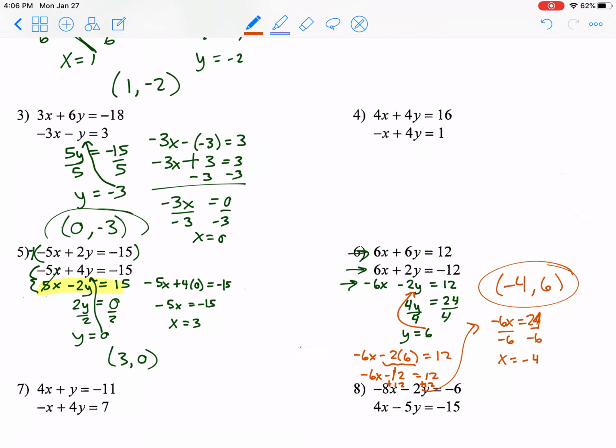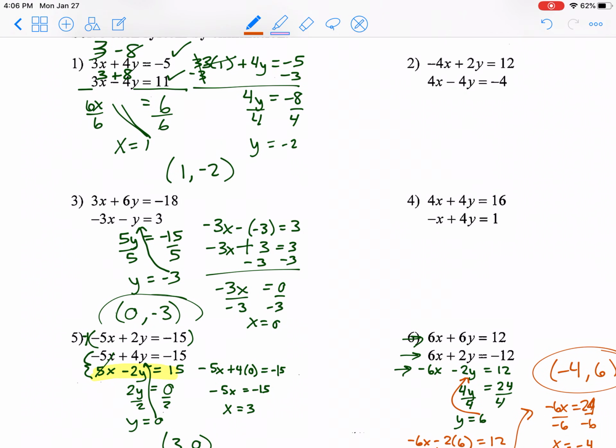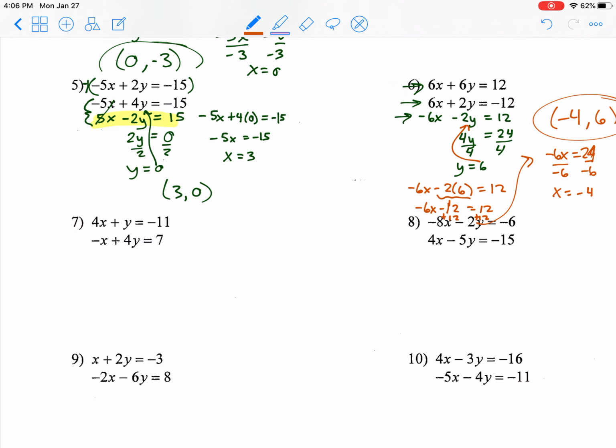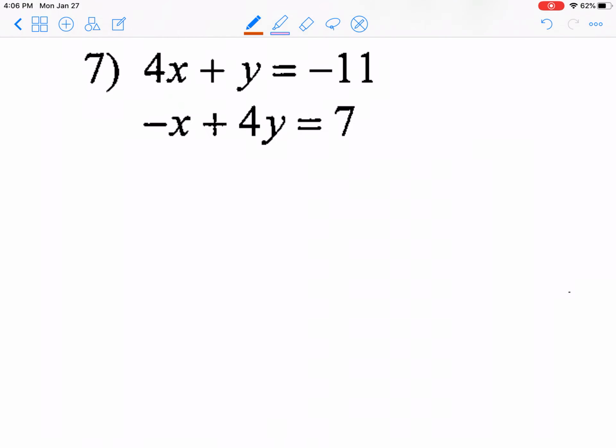Okay, so just to recap so far, sometimes we can add two equations together and a variable goes away. Sometimes it takes a little step of multiplying one of the equations by -1 and then it goes away. Sometimes it takes a little bit more than that. So let's take a look at 7. If I were to add these together right now, would we get 0x or 0y? No, right? We'd get 3x and 5y.